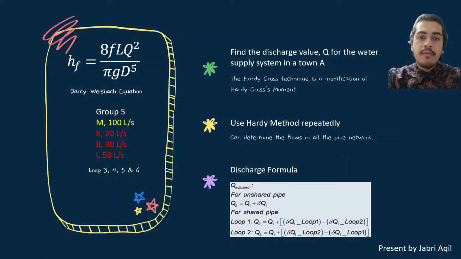Lastly, not to forget, the tabulated friction factor for the pipe network in the pipeline, the inlet, which is the value of M, and the outlet values of K, B, and I discharge points are provided for this task. So we just need to find the discharge for the loops 3, 4, 5, and 6. And to find that, we are using the discharge formula below for unshed and shed pipes.